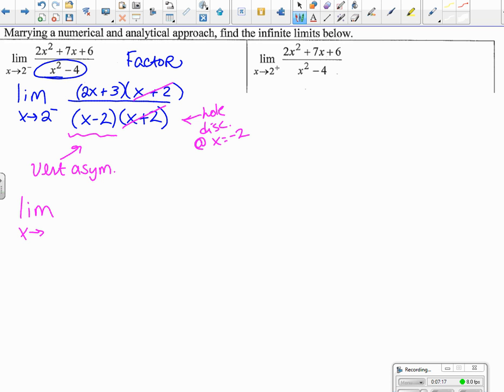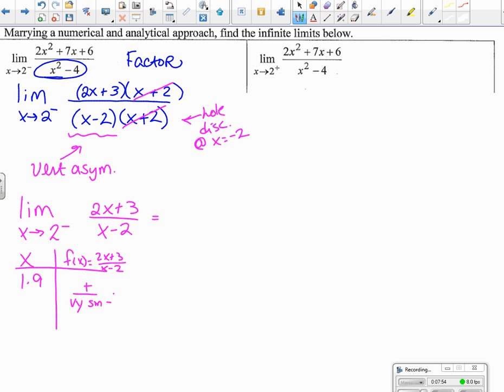If I come into 2 from the left, I've got 2x plus 3 over x minus 2 is what the function simplified down to. And if you wanted to try a number, maybe let's try 1.9. And here's my f of x, which is 2x plus 3 over x minus 2. If I plug it in, I'm going to have a positive number on the top divided by some very small negative on the bottom, and that's going to yield a negative amount. And if I divide by something super small, it's going to take me to negative infinity. And the limit on this is negative infinity.